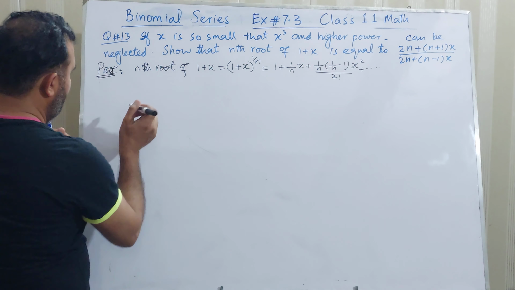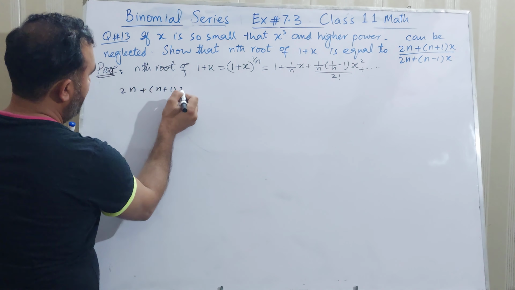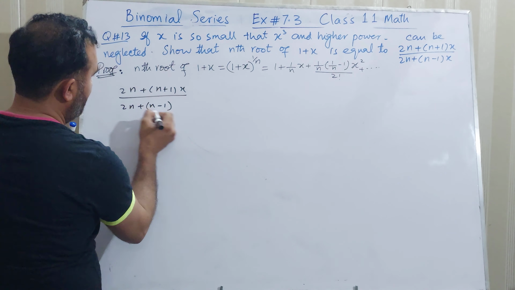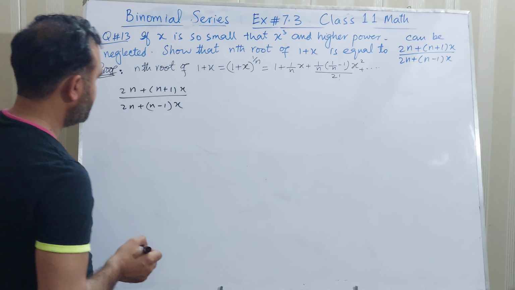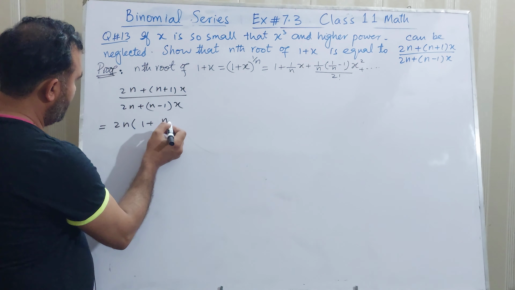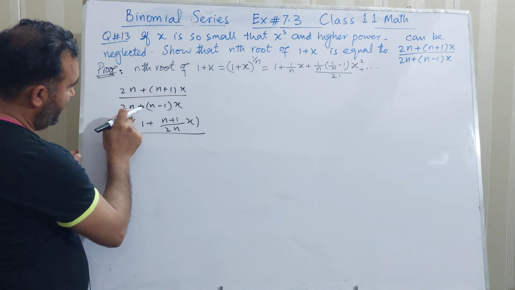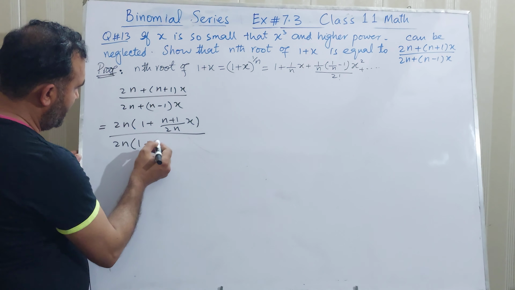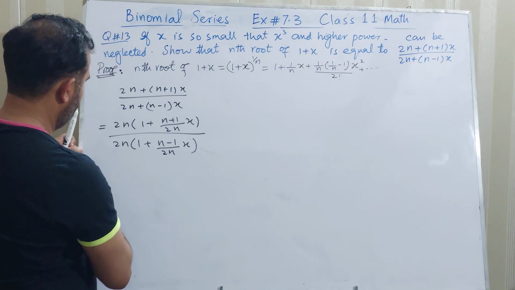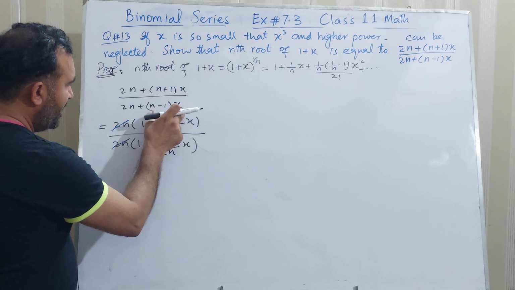So it will be 2n plus 1 x divided by 2n plus n minus 1 x, right? And if we take 2n common, so 2n (1 plus (n plus 1) divided by 2n x), and again if we take 2n common from here, so 2n (1 plus (n minus 1) divided by 2n x), and these will be cancelled, right? And we will leave this as it is.